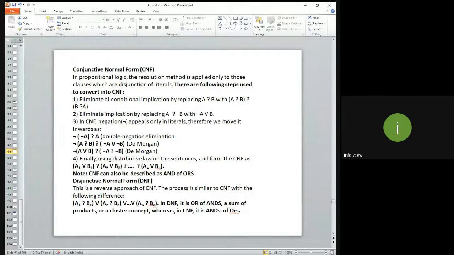The second step is eliminate implication by replacing A → B with negation A union B. Negation A union B, that is also possible. In the third step, you apply the negation only to the literals. For example, negation of A: if we put two negations, what happened? We only get the single A, isn't it?